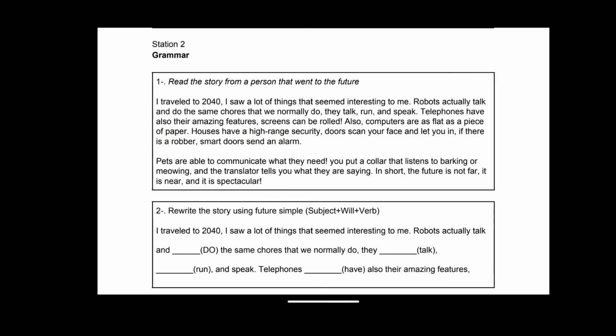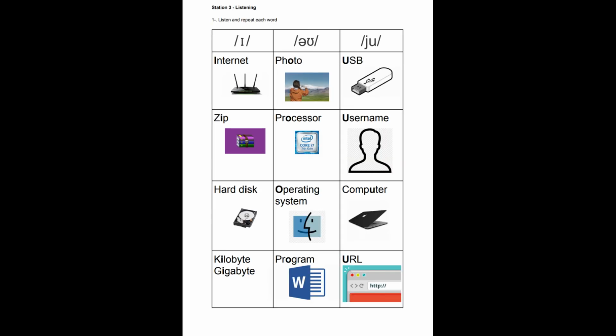For the third station, the skill is listening and speaking using the direct method. And there is a handout with 2 pages, one with key vowel sounds with some example words, and the other with example sentences using these same keywords for the students to pronounce and be trained.